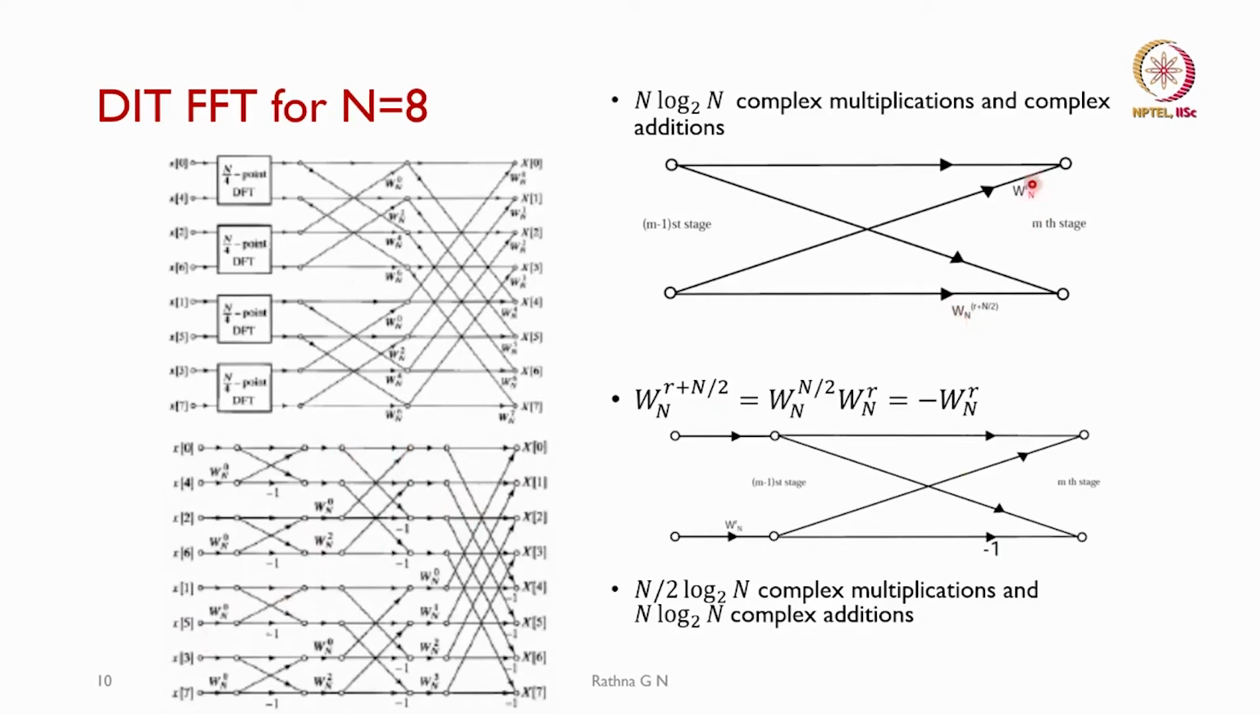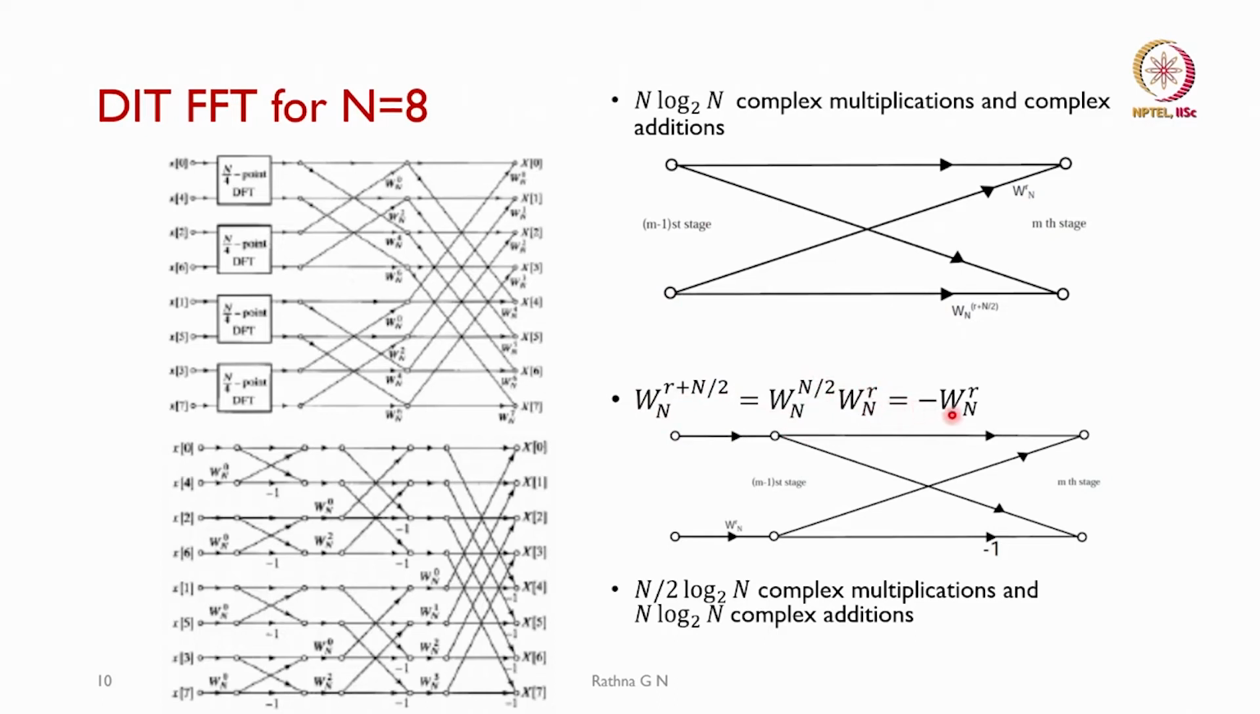What we have is W_N^k, and W_N^(N/2). This needs N log2 N complex multiplications and complex additions. When I have the twiddle factors, it is in this way, that is we are representing the (m-1)th stage in this manner. So, now after splitting, W_N^(r+N/2) is nothing but W_N^(N/2) into W_N^r.